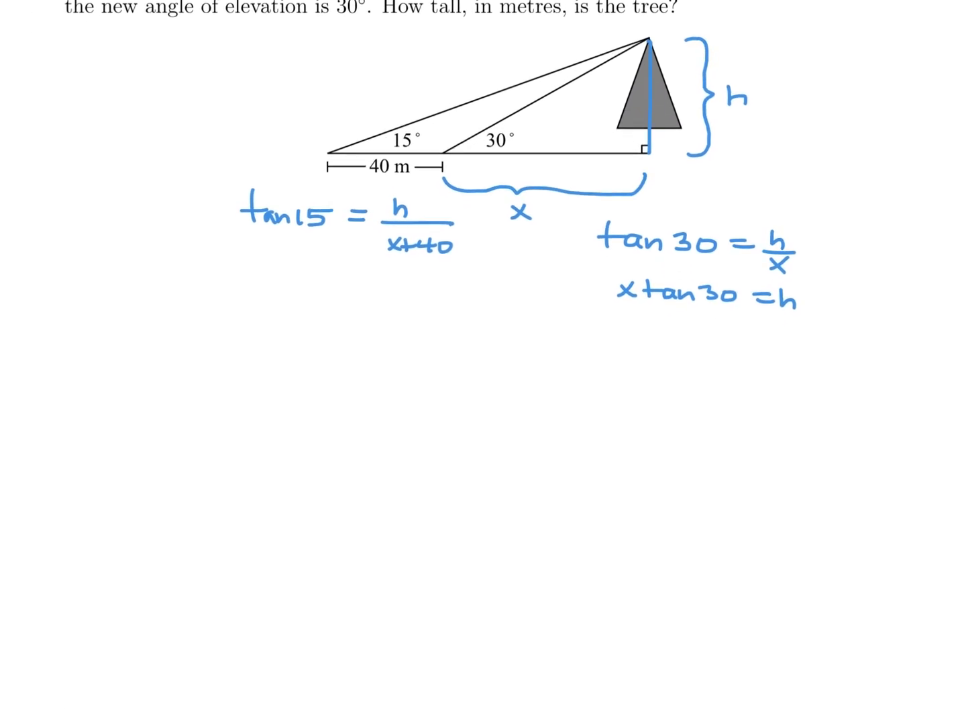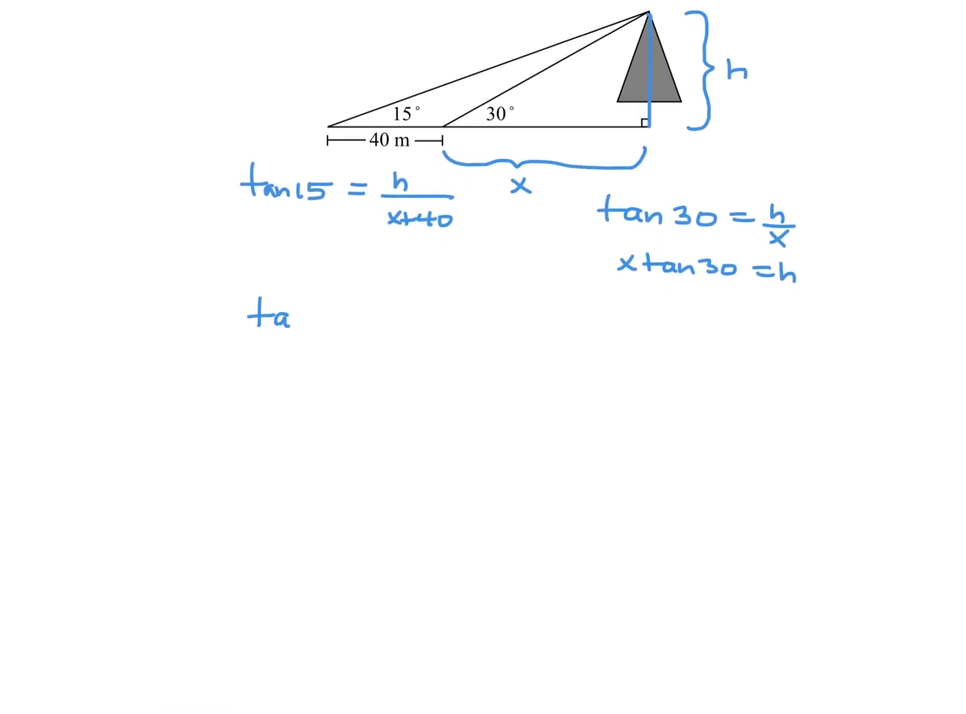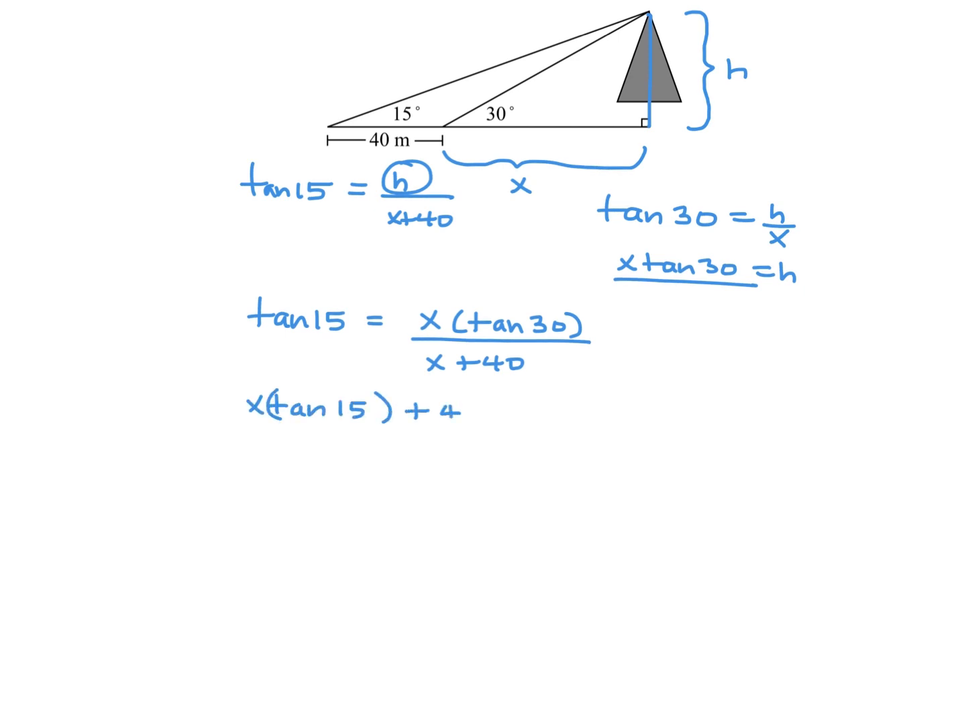So let's move this up a bit. The tan of 15 is x times the tan of 30 all over x plus 40. Right? I'm just making basic substitutions. This h, I substituted that one. And then let's see here, cross multiply. So we have x tan 15 plus 40 tan 15, which is basically a number, and this is x tan 30, sorry.